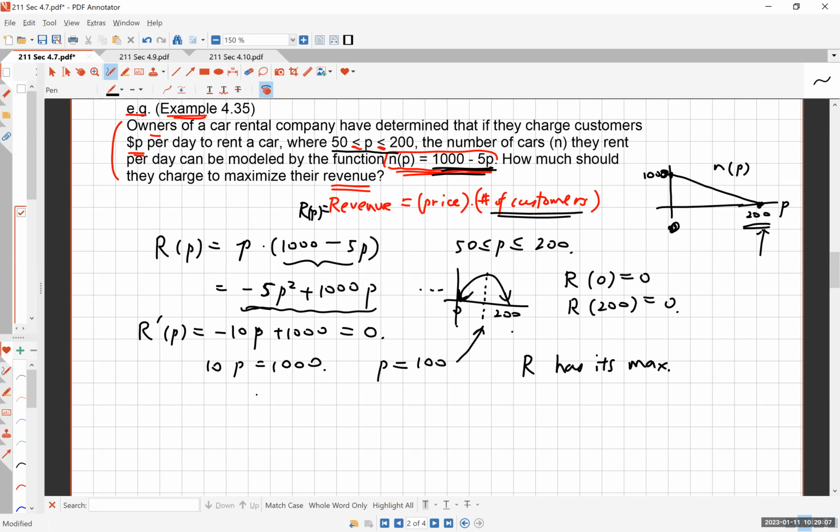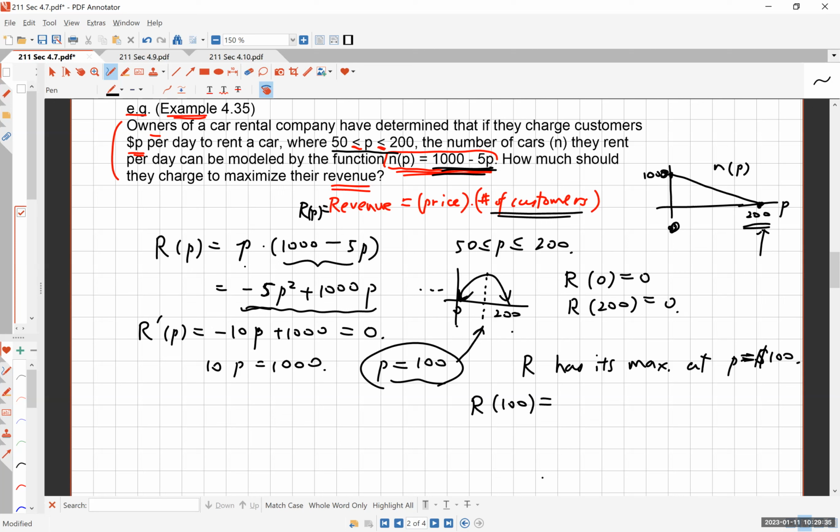And by the way, this is the only critical point, right? So R has its maximum at P equal to $100. Now, if you insist on using our rules for finding the absolute maximum and absolute minimum, what you can do is find the value of the function at the critical points. And in fact, there's only one critical point.